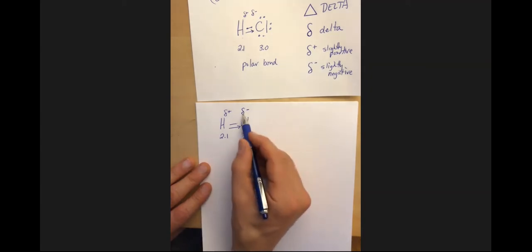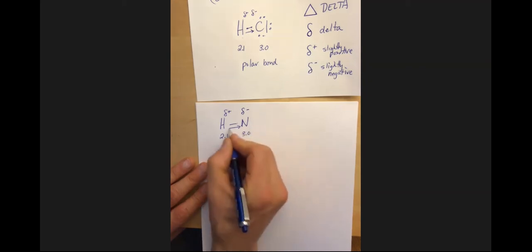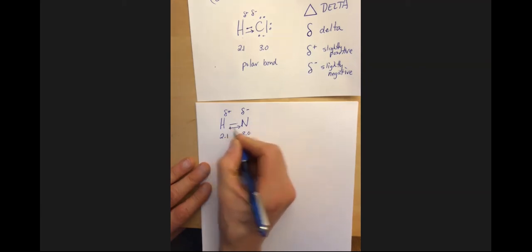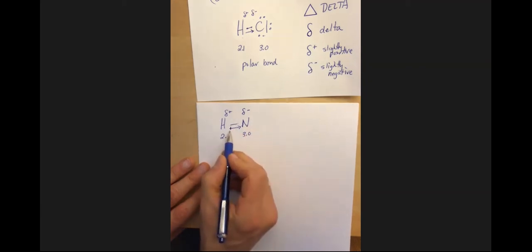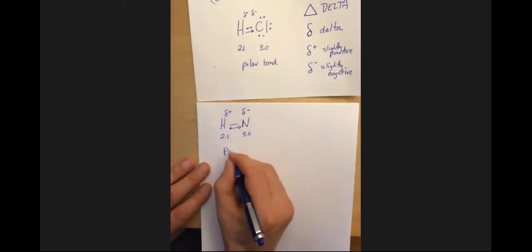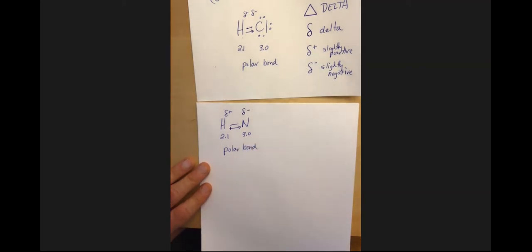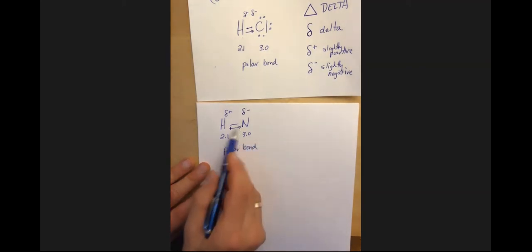So we have this designation of delta negative and delta positive. Sometimes you'll see me, or you might see other people, put a little plus sign down on the end here to show that this is the positive end of that bond. So you might see those sometimes as well. So that's a polar bond for nitrogen and hydrogen.